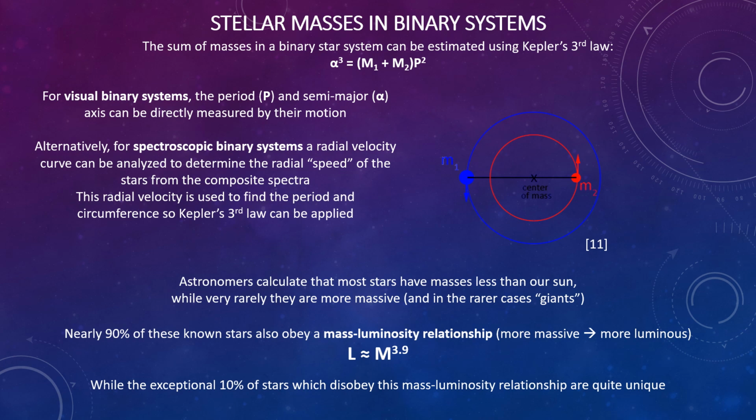But there is an exceptional 10% of stars which disobey this mass luminosity relationship quite a bit, and they are unique, and so we can't use that for everything. We need to always have additional methods to determine their luminosity. You can't just get it from their mass.